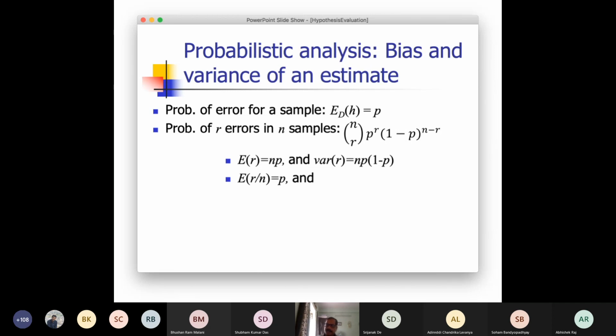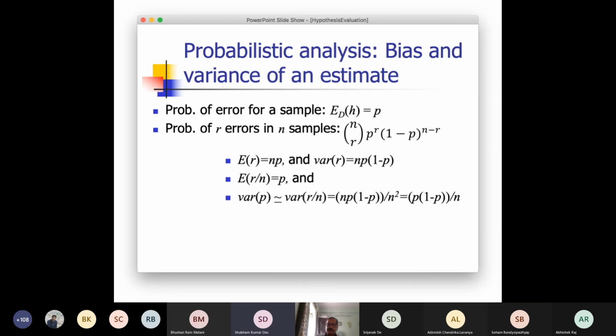Now we find that the expectation of your estimate is also the true value p, which is used as a parameter. It means that there is no bias. If it is not, then there is a bias. That means the true value of your parameter is something, and the expectation of your estimate is something else, and the difference will be the bias.